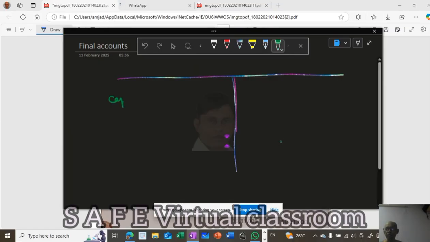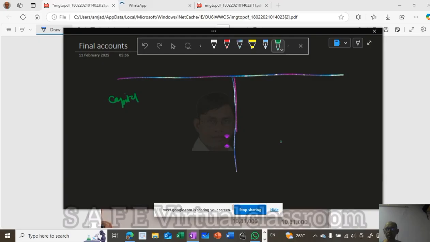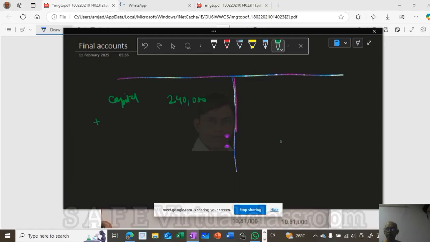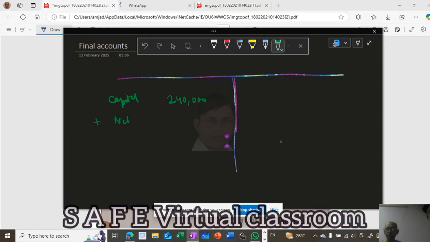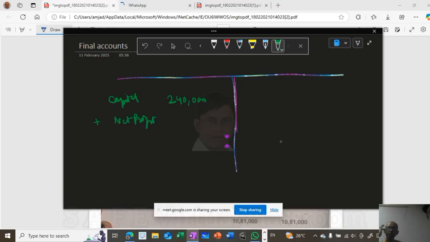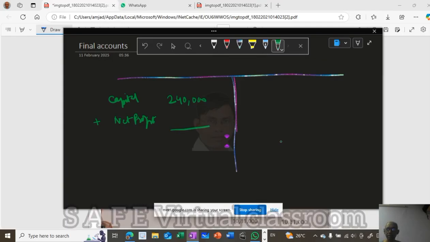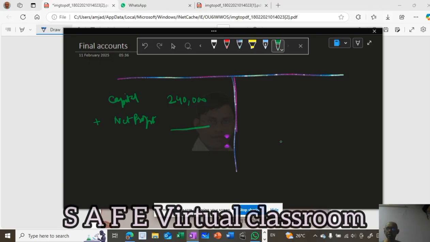So capital will come here. First you have to write capital. What is capital? 2,40,000. Add net profit. Where did we get this net profit? You'll get this net profit from the profit and loss account, from the balance there. So that net profit you have to write here, and you'll add that amount. The net profit from the profit and loss account we got because of balancing, right? Yes.